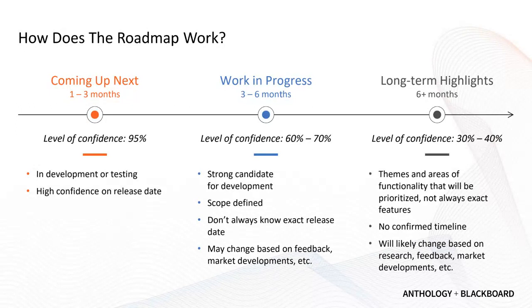Right. So in 1 to 3 months, that generally means we have a good level of confidence of when a new feature will become available. These are in active development, sometimes in active review or sometimes in beta in the case of instructor feedback for WYSIWYG content. 3 to 6 months, we have a pretty good general idea. We might have scope defined, might have started some active development, but we might not have a good sense of the release date.